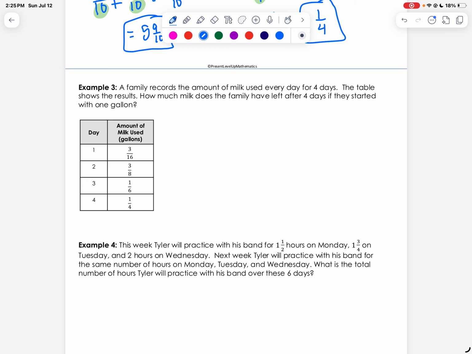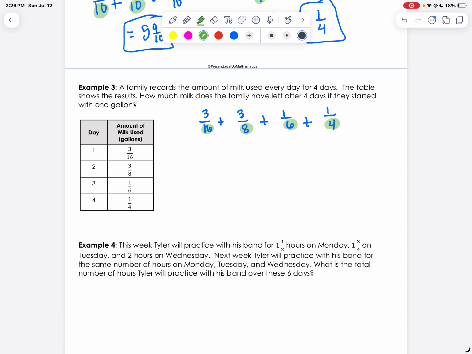So the table shows on day 1 they used 3/16 of a gallon. On day 2, 3/8 of a gallon. On day 3, 1/6 of a gallon. And on day 4, 1/4 of a gallon. So what we want to know is how much total milk did they drink? So we're adding 3/16 plus 3/8 plus 1/6 plus 1/4.